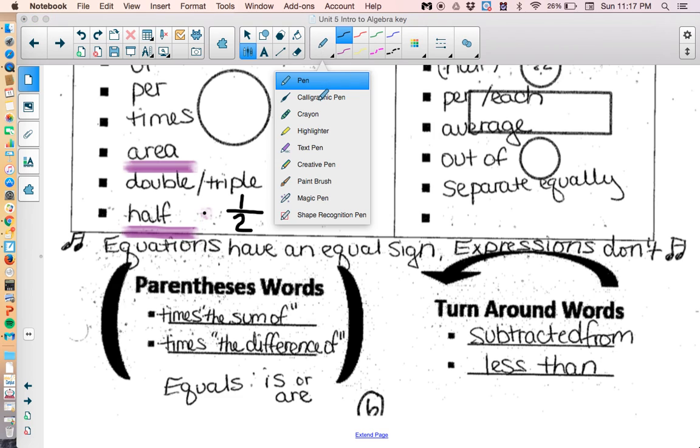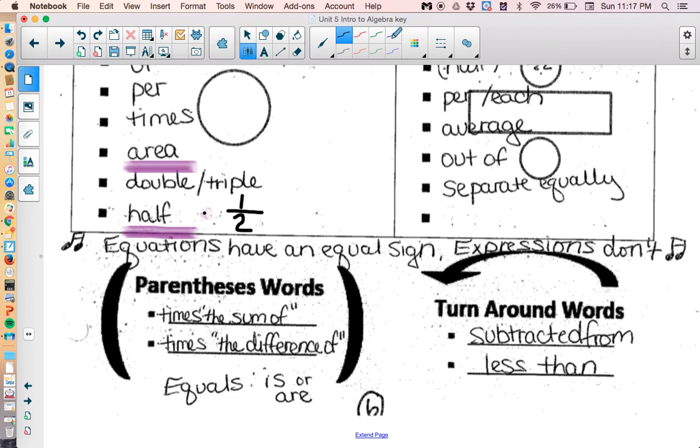It is, equations have an equal sign, expressions don't. So please remember to sing this or at least give it a little beat. Equations have an equal sign, expressions don't.